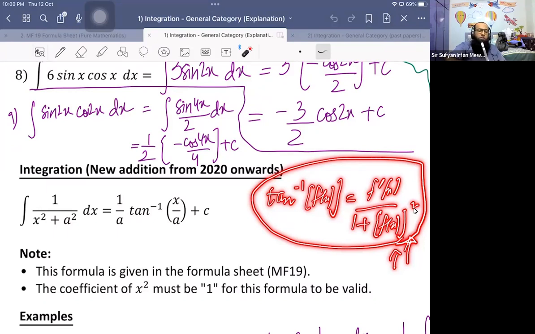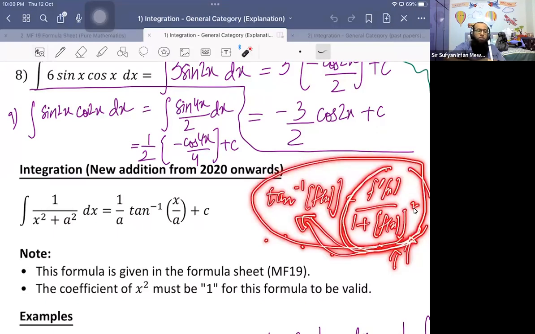Now this means the integration of f prime x upon 1 plus f(x) square will be tan inverse f(x). This is one of the approaches that we can use to integrate a particular function of this type and convert it into tan inverse f(x). However, there is another approach as well, and we are going to use that approach.